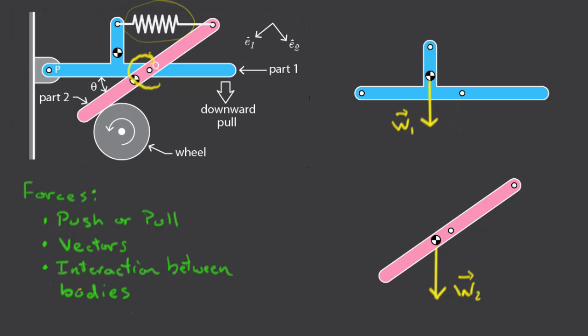Therefore, I'm thinking the spring is in tension, right? The spring length is a little bit longer than its natural length. In that case, the spring is pulling on part number 1 directly to the right, and it would be pulling on part number 2 directly to the left, like so. These forces are in exact opposite directions.